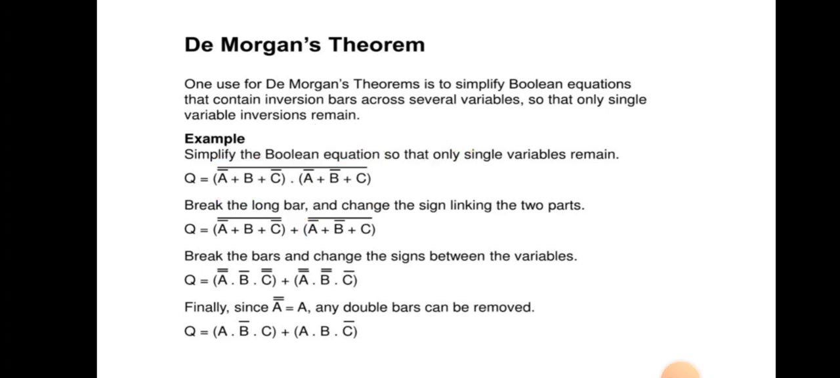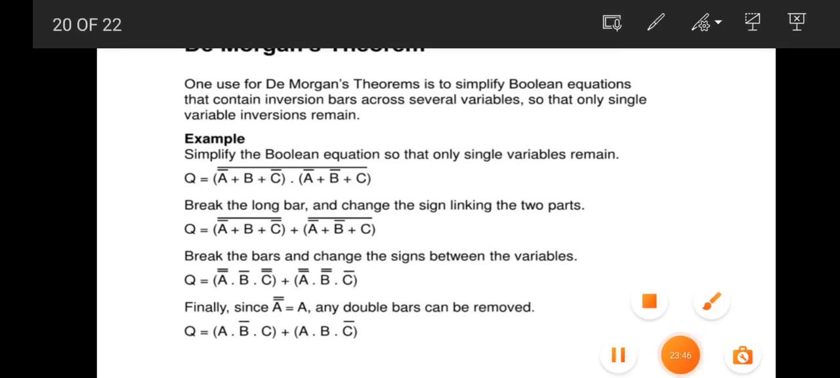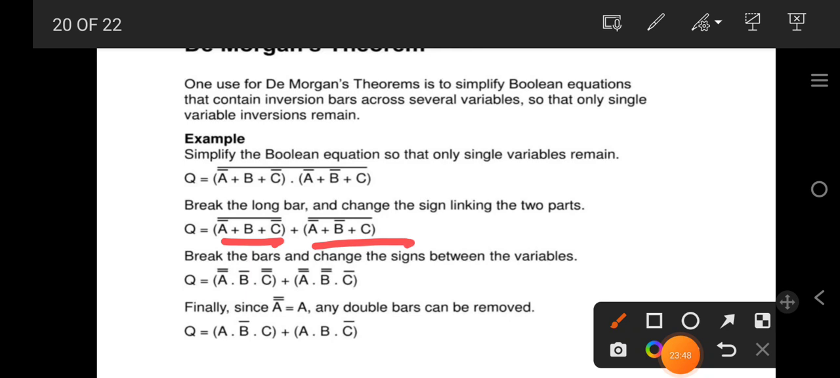So after splitting, what you will get? Two brackets, this one and this one. We have split the bar and we have changed the symbol, plus in place of dot. Now I will not read this equation, you can just visualize it or solve it on your own in your notebook. So you will get practice, you will get a hand at it. Now break the bars and change the sign between the variables. Again the same rule we have to apply to the next equation.